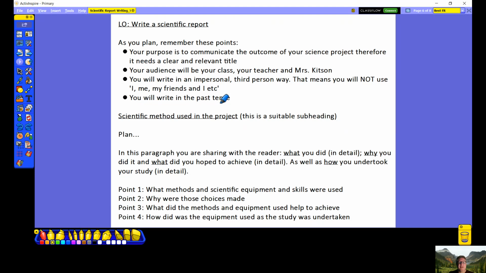And you're going to write in the past tense. So this project has already been undertaken. You've planned it carefully. You've undertaken it using whatever method you chose, and now you're reporting on the outcomes.